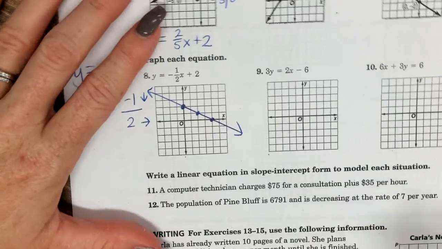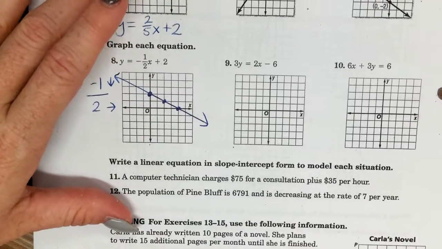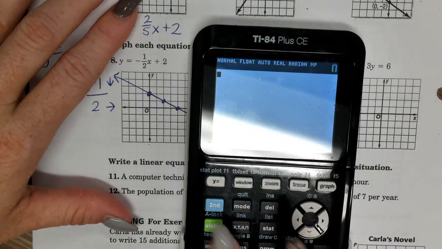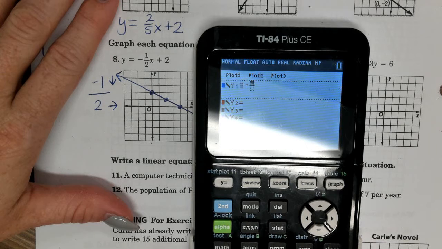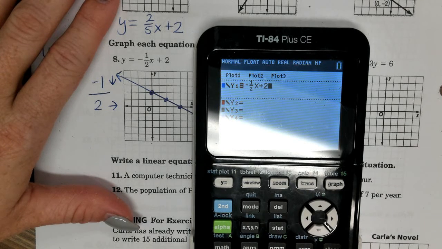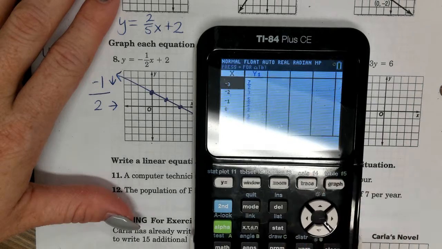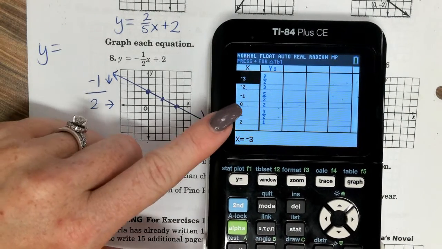Could you have put this in your calculator instead? Yes, so you could have gone to y equals, typed in negative 1/2 x plus 2, hit second graph, which is a table, and literally just graph some points. Here's a point at 0, 2.